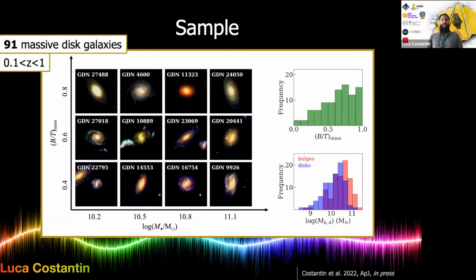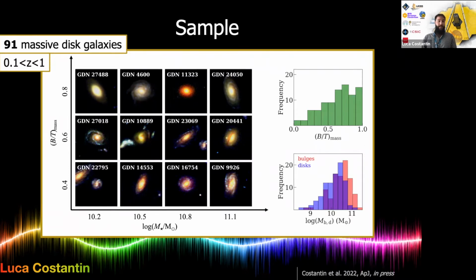So after discussing the context in which we're moving around, I will jump into the analysis of our 91 massive disk galaxies. These are galaxies more massive than 10 to the 10 solar masses, from redshift 0.1 to redshift 1. They are well resolved and they can be modeled with a bulge and a disk component.